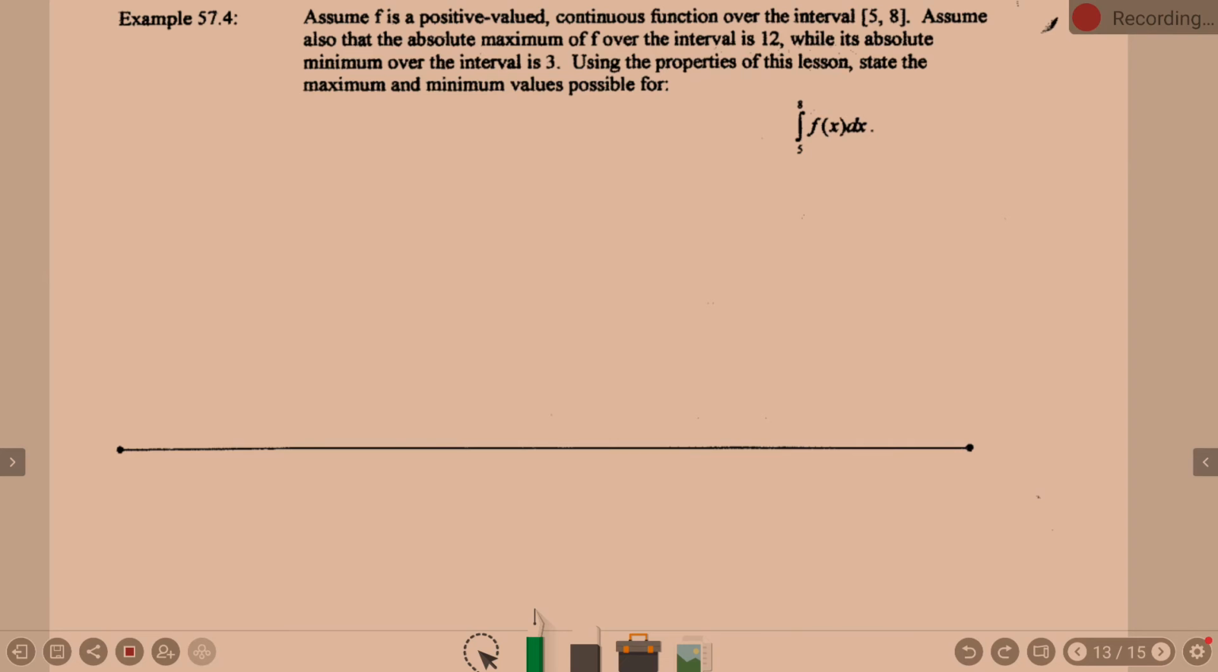Assume F is a positive valued continuous function over the interval 5 to 8. Assume also that the absolute maximum of F over the interval is 12. So in that interval from 5 to 8, the maximum value is 12. That's the highest that function will ever go. The absolute minimum over that interval is 3. So that's the lowest it will go between 5 and 8. Use the properties of this lesson. State the maximum and minimum values for the integral from 5 to 8.